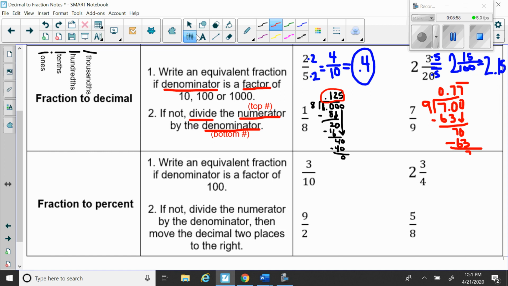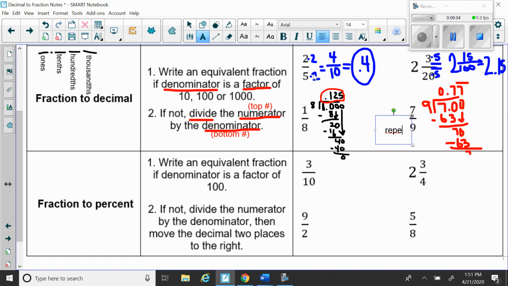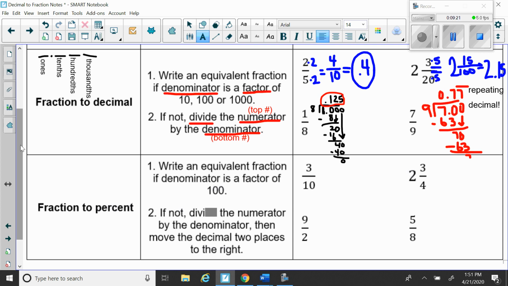Okay, so that means that we have a repeating decimal here. Okay, remember that line means repeating decimal. Okay, so those are the ways that we are going to convert fractions to decimals.